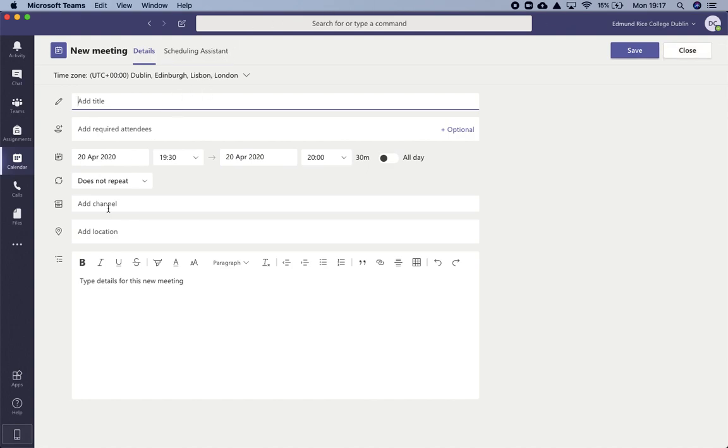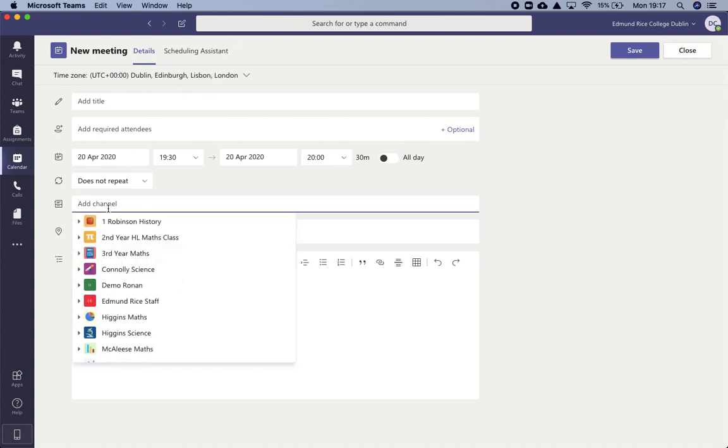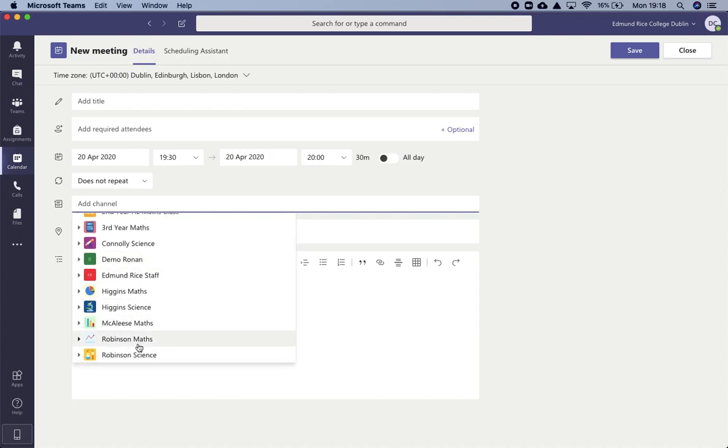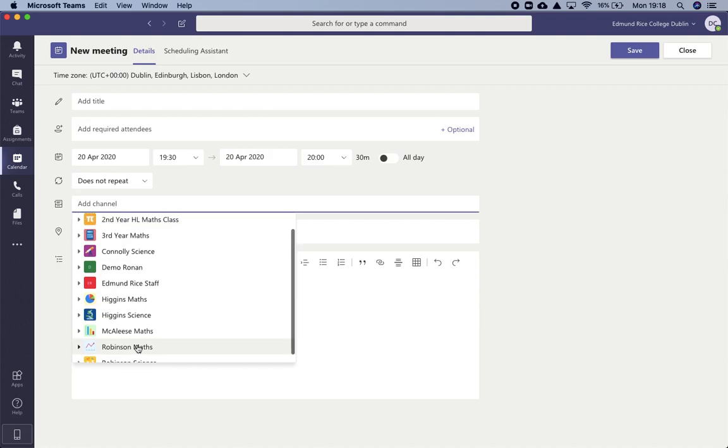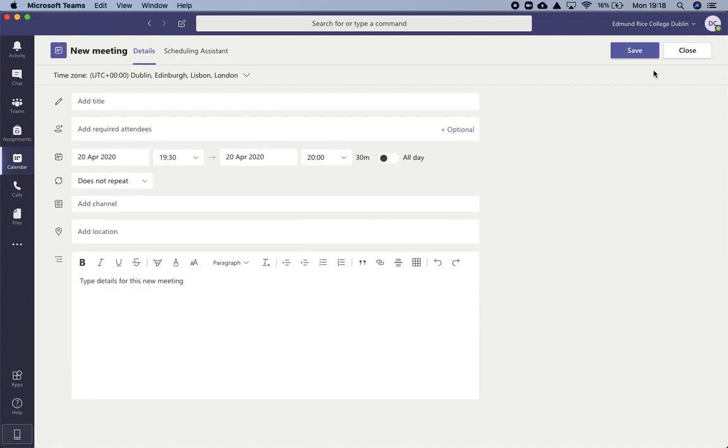In add channel, you can see it popping up there. So I can put in my second year higher level maths class, third year maths. These are some of the ones we created when we did that in service. Macaleese Maths is there, so all of my groups are there basically. I can put any of them in there, date and time, and it sends an email to them to let them know that there's going to be a Teams meeting.